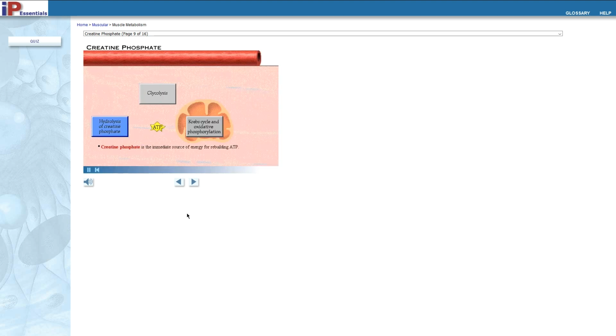Creatine phosphate, an energy storage molecule, is the immediate source of energy for rebuilding ATP. Substrate phosphorylation is a hydrolytic process that transfers energy and a phosphate group from creatine phosphate to ADP, forming ATP. The amount of creatine phosphate is limited and is rapidly depleted in active muscle cells. While the muscle cells are using up creatine phosphate, they must turn to another source of energy, glucose. Click the blood vessel to learn more about glucose.